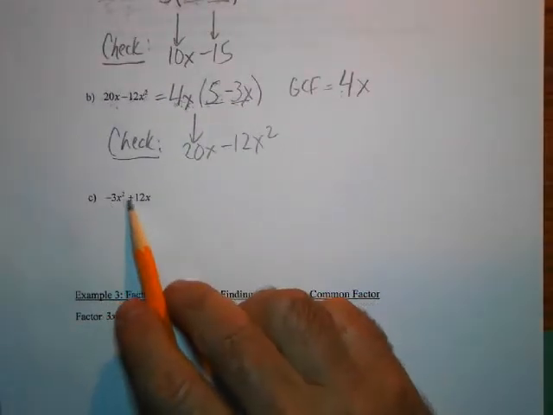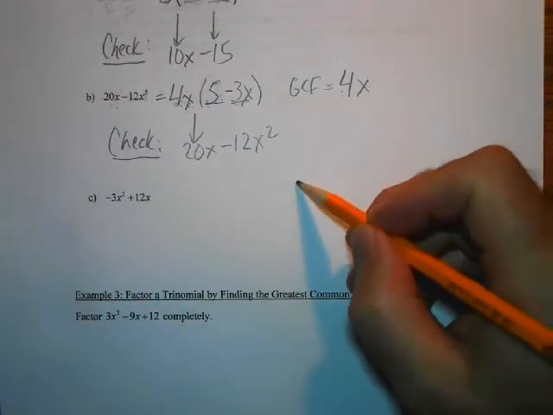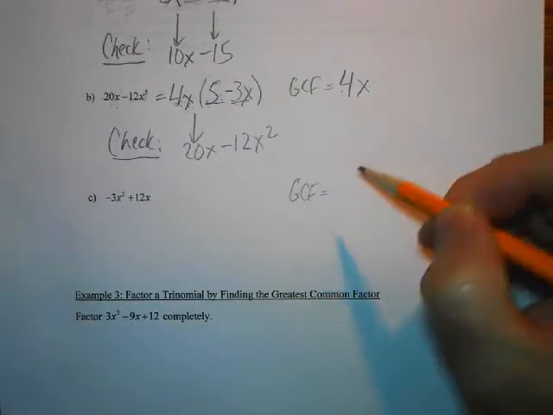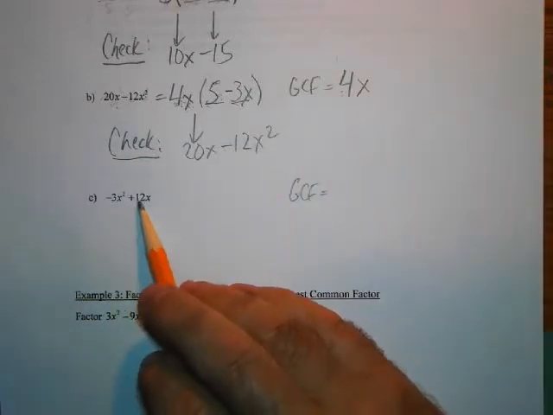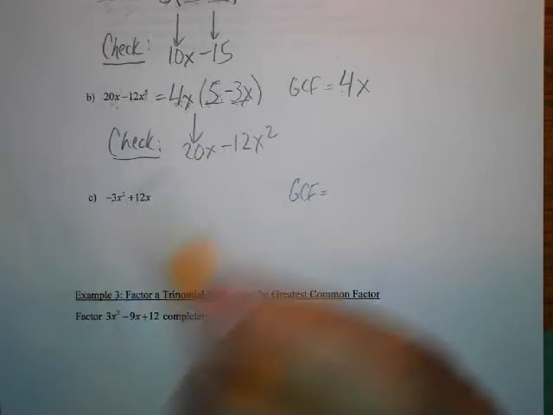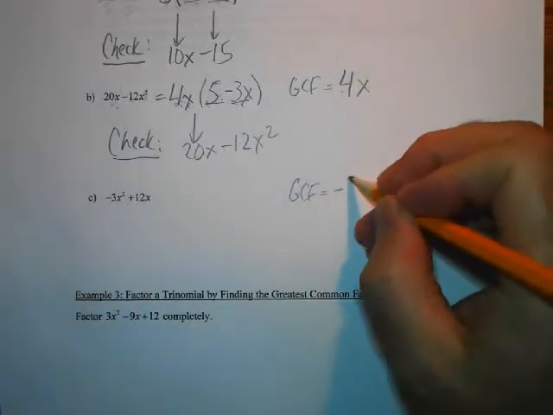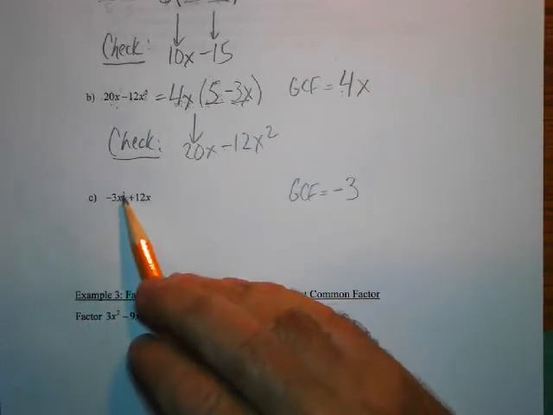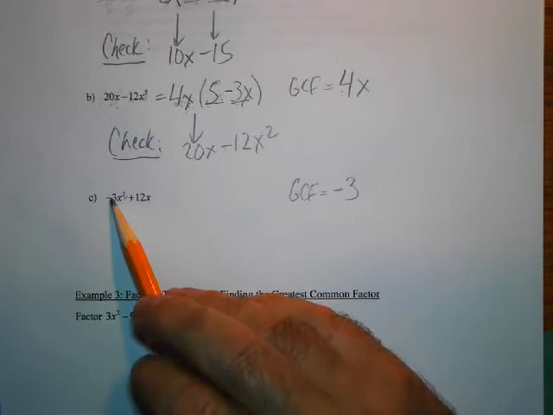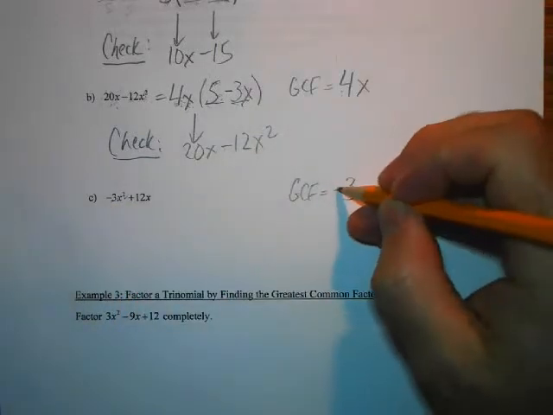This time we have a negative 3x squared plus 12x. So GCF, greatest common factor. Number part, I have a negative 3 and a positive 12. Well, it's definitely going to be a 3. Should it be a negative 3? I would say yes in this case because the first term, which is also the highest degree term, is negative. So I'm going to put my negative sign there.